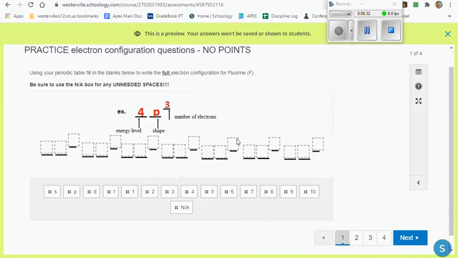You'll notice you have your S, P, and D on the far left. You have numbers 1 through 10 next to it, and you've got NA after that. So I'll explain everything. I'm going to go ahead: 1s2, 2s2, 2p5. There we go. So that is the correct electron configuration for fluorine.